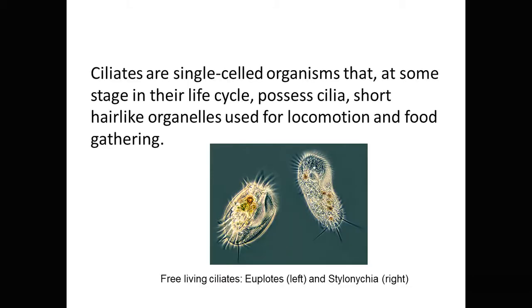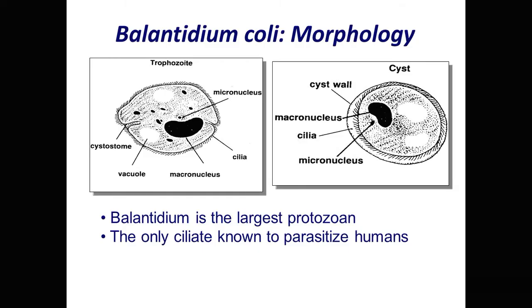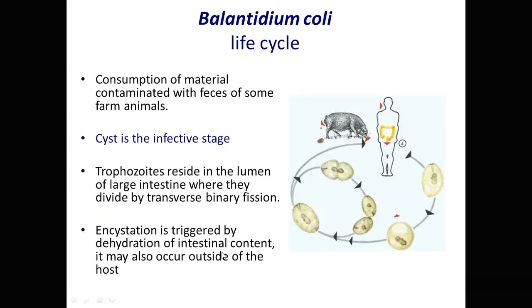So under ciliates, we have, so ciliates are mainly free-living organisms. They have cilia. These are locomotory organs, hair-like organelles, and they are used for locomotion as well as collection of the food. And Balantidium coli is the ciliate that causes disease in humans. Balantidium coli is found in animals as well as humans.